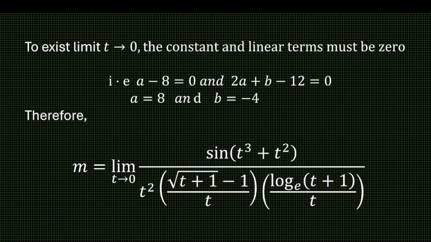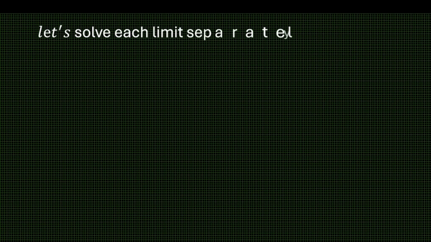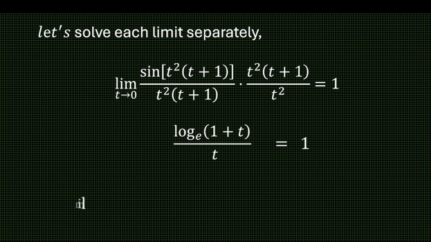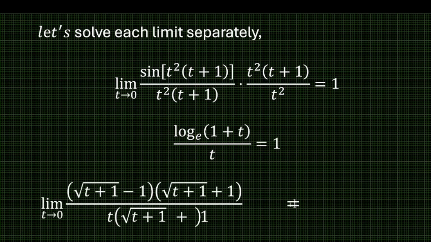Notice in the denominator, by multiplying and dividing by t square to group our terms, but we are told the whole limit is equal to m, so a finite number. For this to be true, the constant and linear terms in the denominator must be equal to 0. So a minus 8 is equal to 0 and 2a plus b minus 12 is equal to 0. It will give us a is equal to 8 and b is equal to minus 4.